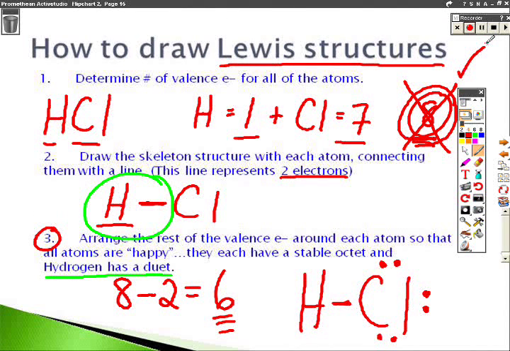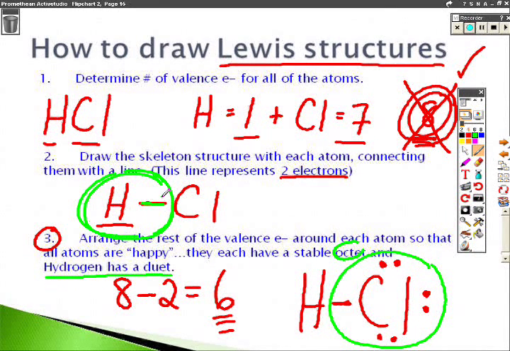Now my next step is to check and make sure it's stable. Is this a stable compound? Indeed it is. This chlorine has how many electrons around it? 2, 4, 6, 8. That makes it happy. It has a stable octet. And what about this hydrogen? Well, we already determined this hydrogen was stable up here, didn't we? It has 2 electrons too. Remember, we're double counting it like a rope, like a bond between it. And so therefore, this is a stable Lewis dot structure for the covalent bond between hydrogen and chlorine.